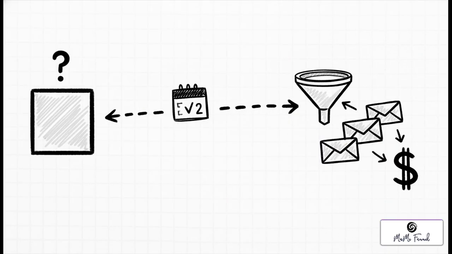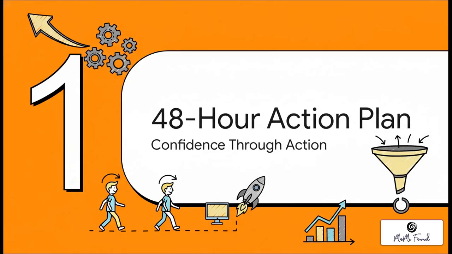So here's the promise for this whole explainer. Let's cut through all that confusion. In the next 48 hours, we are going to build your very first fully automated lead capture funnel. We're going to replace all that guesswork with a clear step-by-step plan. See, our entire approach here is built on a really simple idea. Confidence comes from action, not from just absorbing more information. This 48-hour plan isn't about theory. It's about you getting a real, tangible result that proves you can make this thing work for you, starting today.